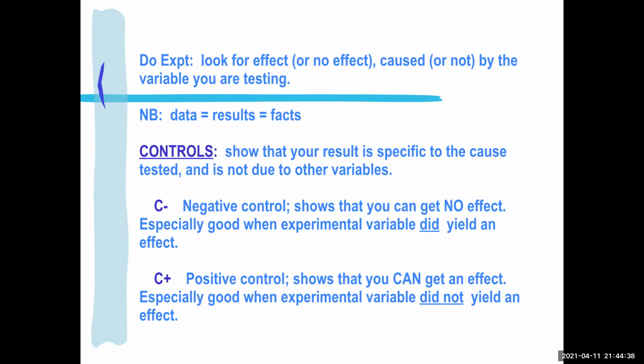So if you're doing an experiment, you're looking for a result. You're looking for something to happen, or sometimes for something not to happen. But you're hoping for something different to happen, and that is caused, or sometimes not, by the variable that you're testing. And when I say data, results, and facts, it's all the same thing. It's things that actually happen that you're going to report. And the controls are designed so that your result is specific to the cause that you tested and not to other variables, not to other reasonable variables.